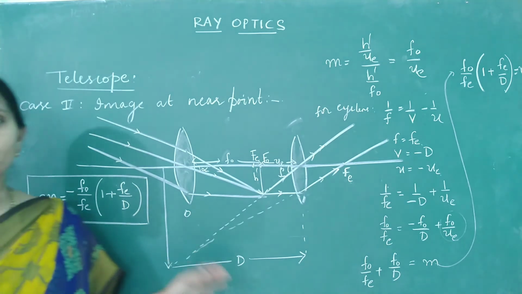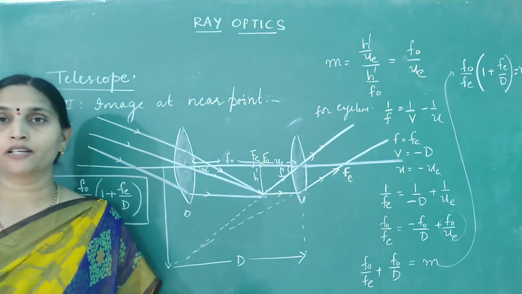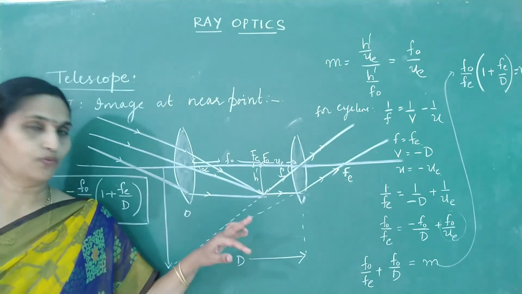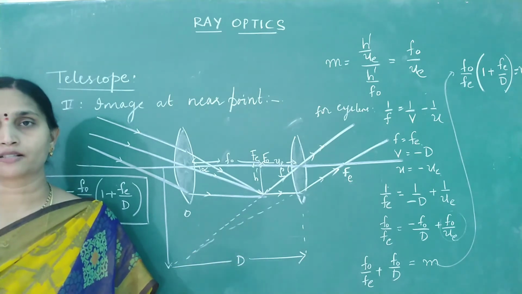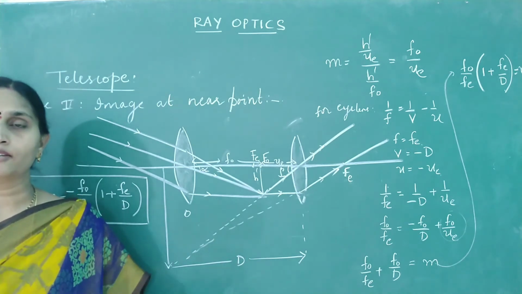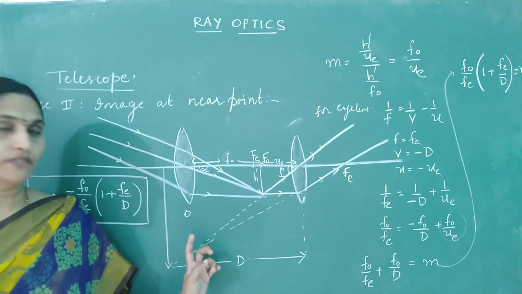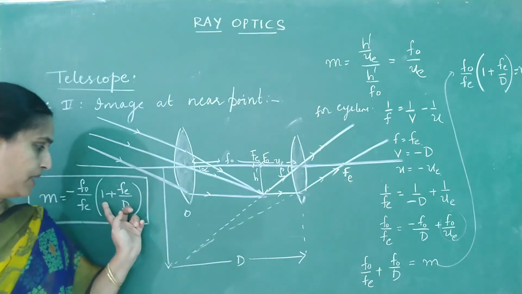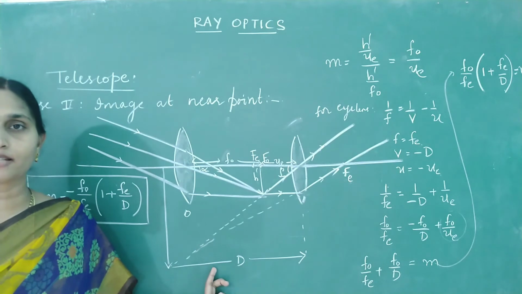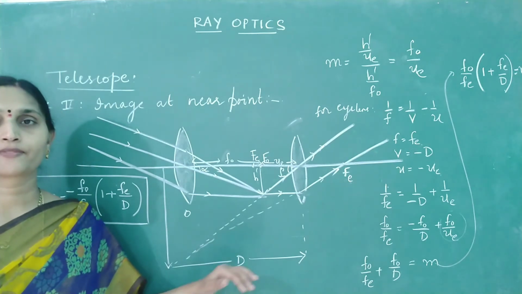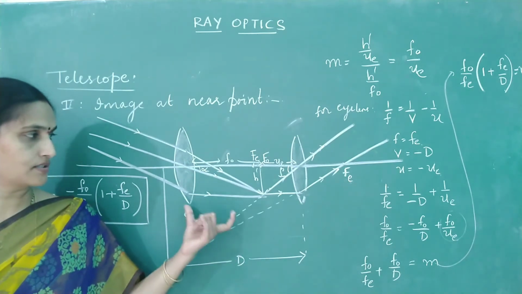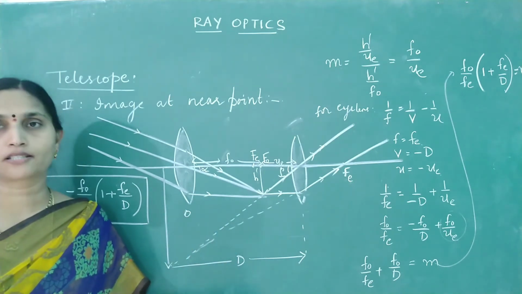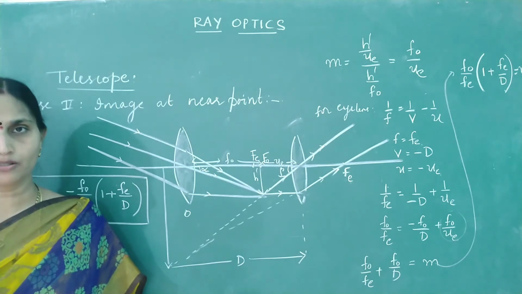But if you are observing terrestrial objects, getting an inverted image would be a disadvantage. If you want an erect image, observing astronomical bodies in inverted image is not a problem. But if you are observing terrestrial objects and getting an inverted image, then your image looks opposite to whatever is existing. So to avoid this, we make a small modification in this arrangement and we can get a terrestrial telescope. Let's see how a terrestrial telescope is going to operate.